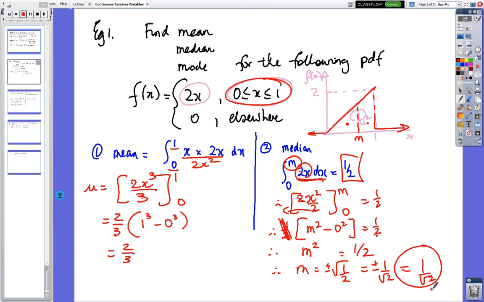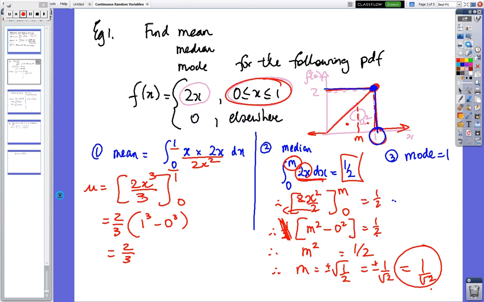And the mode, okay, that's the highest point. So for part 3, the mode is 1. The mode is the score that occurs the most. That's the highest point on the graph. So the score is 1. So that's the mode. So sorry about that mistake in there. So hopefully that hasn't upset you too much.